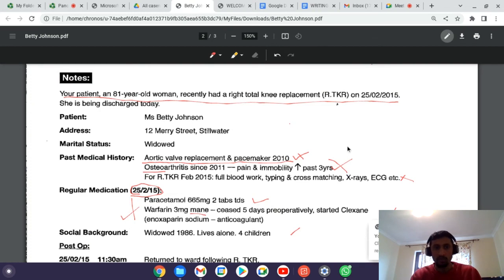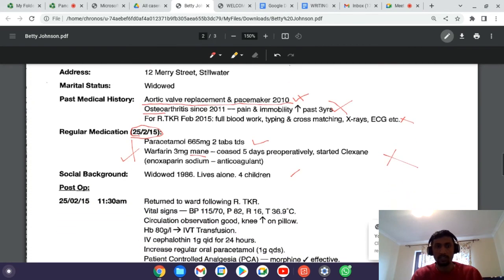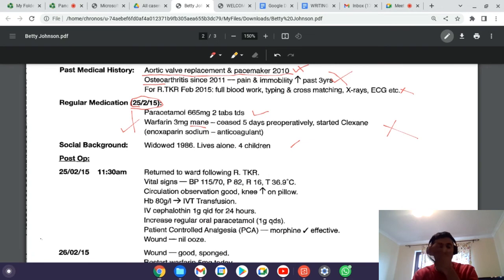Okay, fine. Move forward then. We are going to discuss social background. We already said that because the patient's on GP, we don't want to write "widower, 1986, lives alone, 4 children and all." We don't need it. It's unwanted information, so we are not going to write that information.